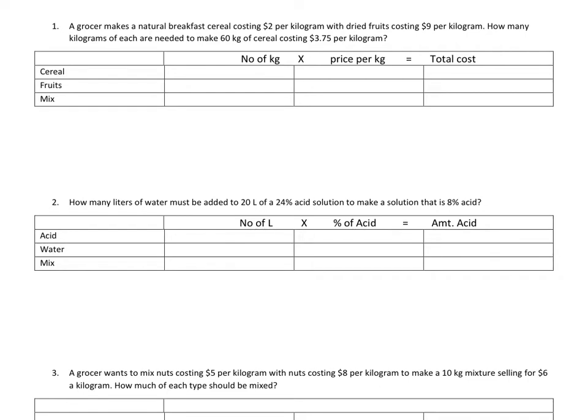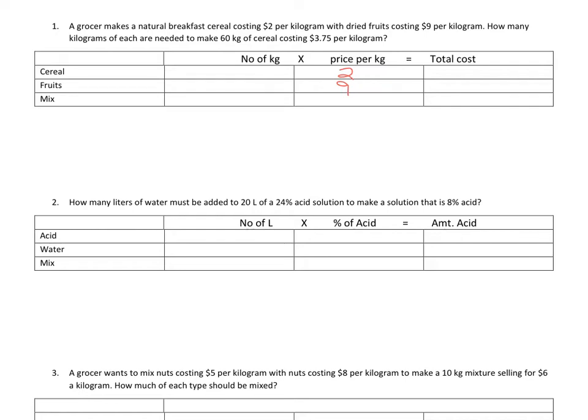So if we go back through our problem and try to fill in some of our chart, like I said, a lot of this they're going to basically tell you where to put it. So it says the cereal costs $2 per kilogram. So guess what we're going to put on price per kilogram for cereal? $2, right. And then it says the fruit costs $9 per kilogram. Okay, so far so good.